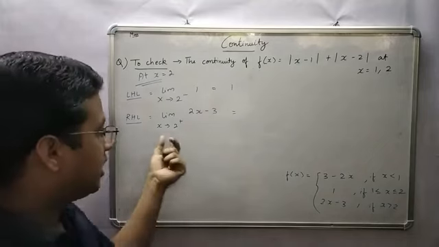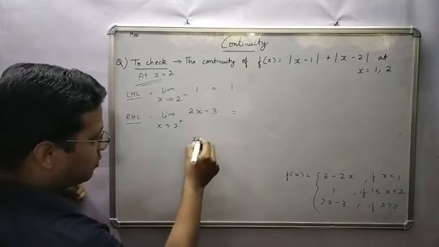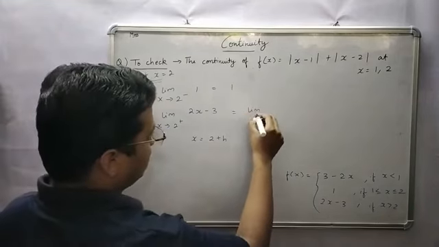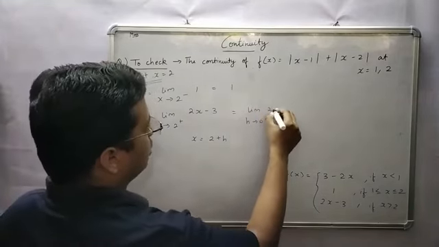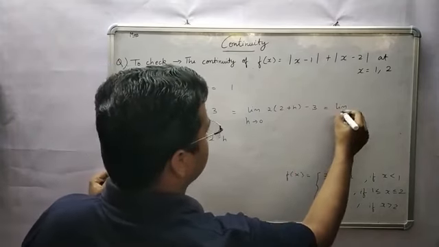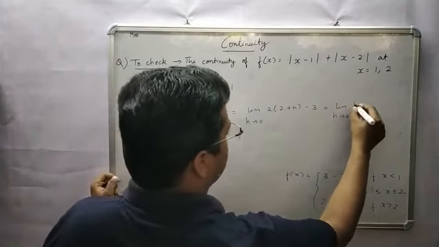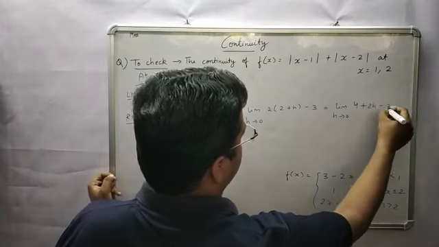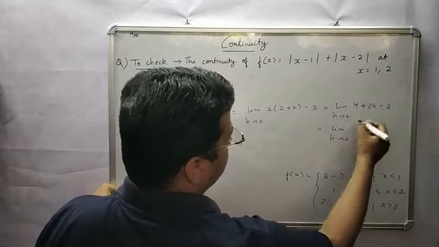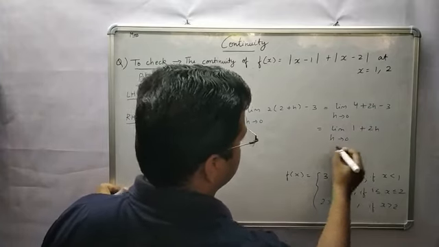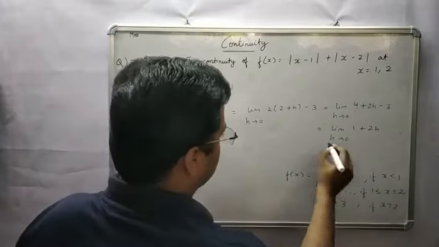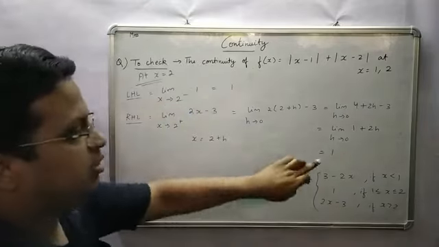And how do we solve RHL? We substitute x is equal to point plus h. So let's do that. Limit h tends to 0, 2 into 2 plus h minus 3. So limit h tends to 0, 4 plus 2h minus 3, or limit h tends to 0, 4 minus 3 is 1 plus 2h. Now if you substitute h equals to 0, you are going to get 1. So LHL is equal to RHL.